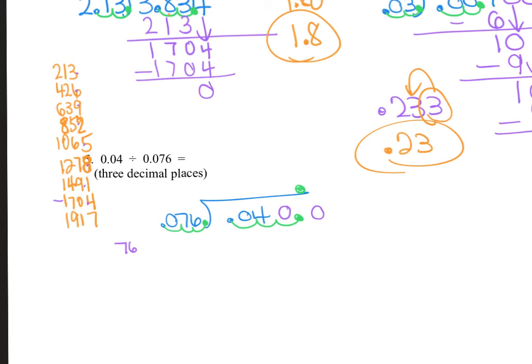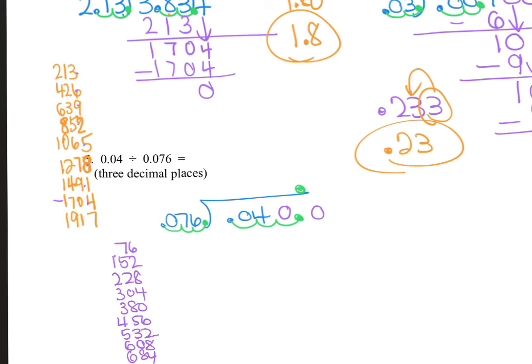So 76, if I add another 76 to that, I get 152. Plus another 76 is 228. Plus another 76 is 304. Plus another 76 is 380. Plus another 76 is 456. 532. 608. 684. And then 760, so I'm all done.